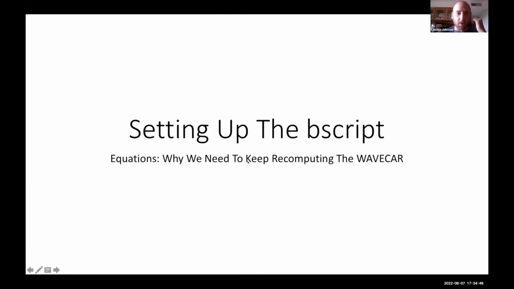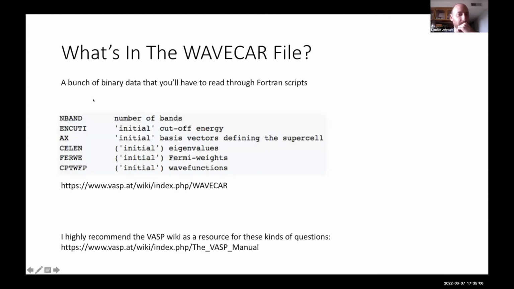All right. So, I guess this is going to be a little bit more of a loose walk through the theory of why we need to keep rerunning VASP over and over and over again for every one of these time steps. Because basically we need to get particular information out of that WAVECAR file. So, we probably want to know what's in the WAVECAR file.